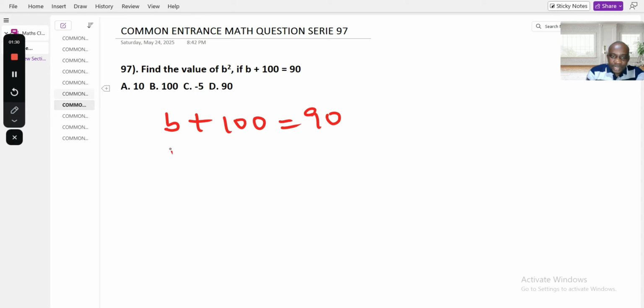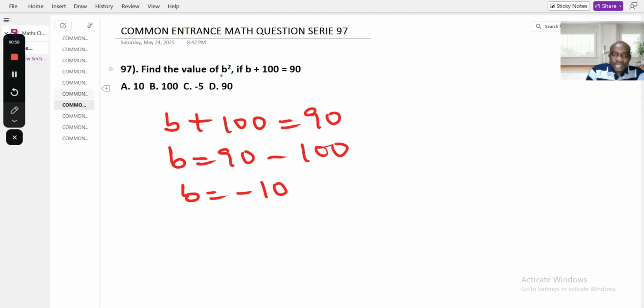Now we say collect like terms. This 100 has a plus beside it. When it jumps across the equals to, it will change to minus. Now we say 90 minus 100. b is equal to 90 minus 100. It is possible that it is negative. Therefore, it is going to be negative 10, because 90 minus 100, you cannot remove 100 from 90. It will give us negative.